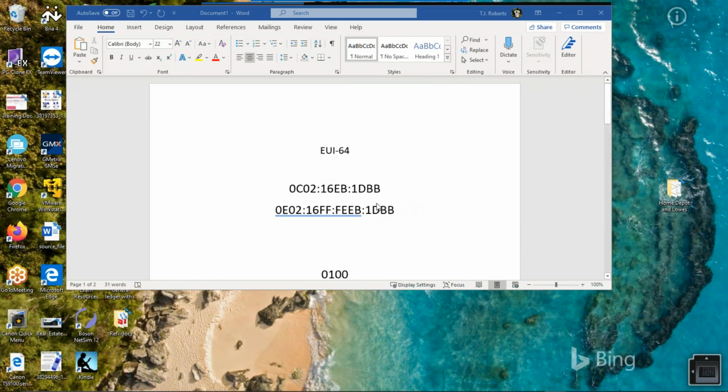Let me find another MAC address. Okay, let me just grab another device. I don't like that one. I want to do it different. Make it something else. Okay, so let me do this.